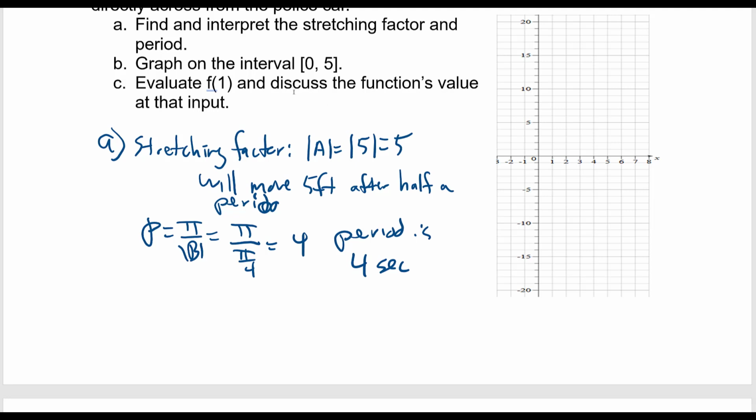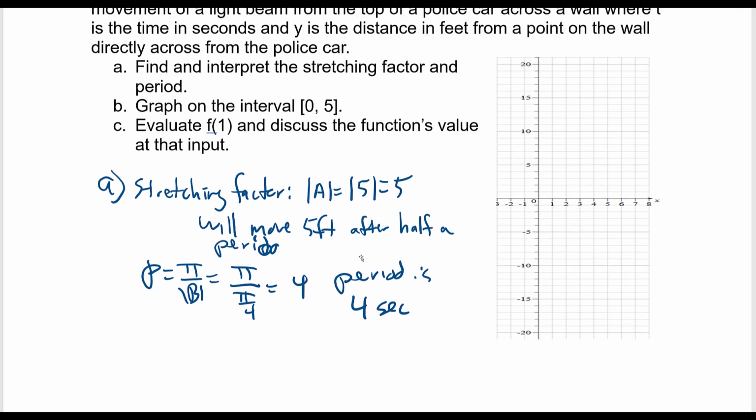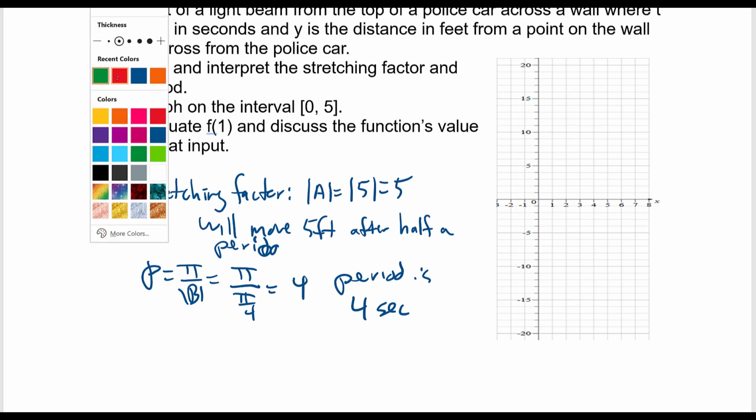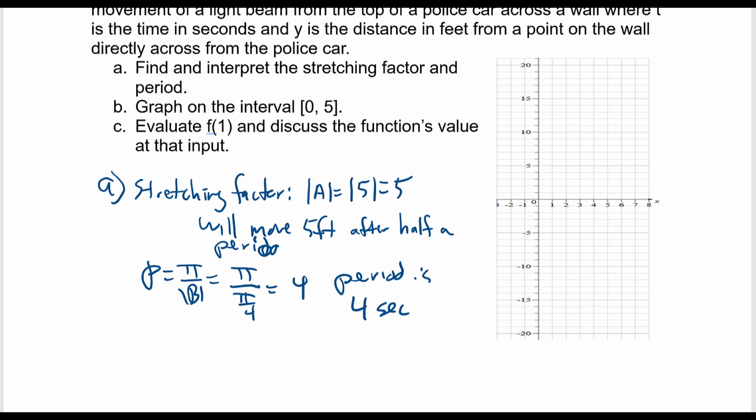And so B says graph the interval from 0 to 5. Since half the period is 2, we'll have a vertical asymptote, changing colors to red, at 2. I had to make these graphs on a graph generator on the internet. And then 4 later, at 6, is the next asymptote.